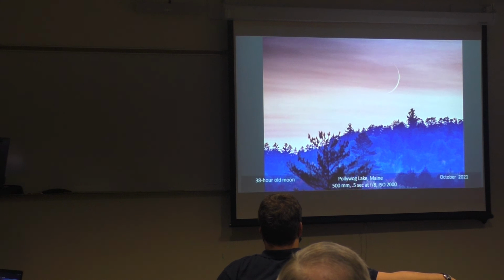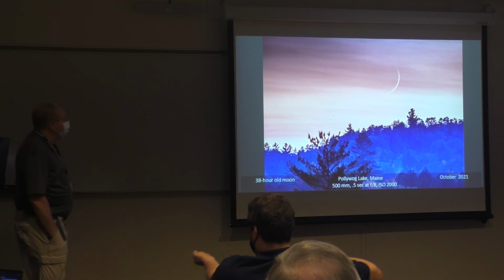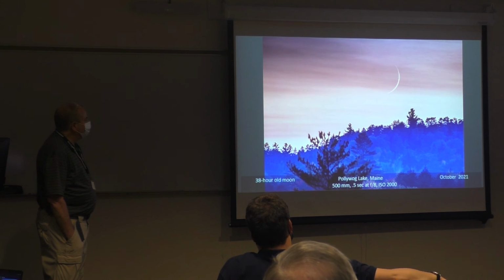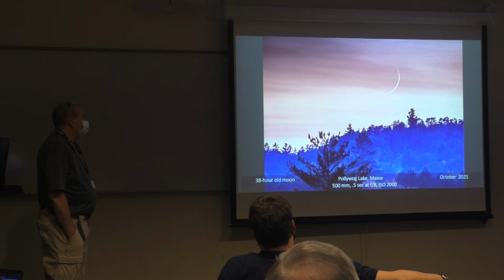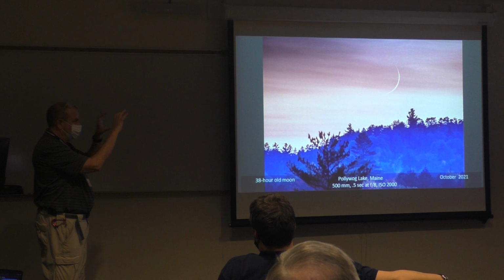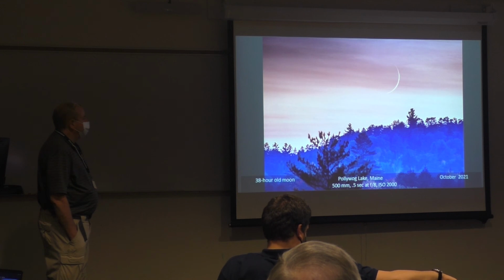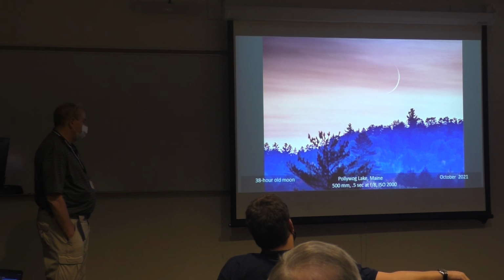Another shot, a 38-hour-old moon setting. When I first got to this spot, I couldn't even make out the moon. So The Photographer's Ephemeris has an augmented reality feature where you can hold it up and it shows you where the moon is. So I was able to look and find it. And this is a very heavily processed shot because with the clouds, the moon was very low contrast.